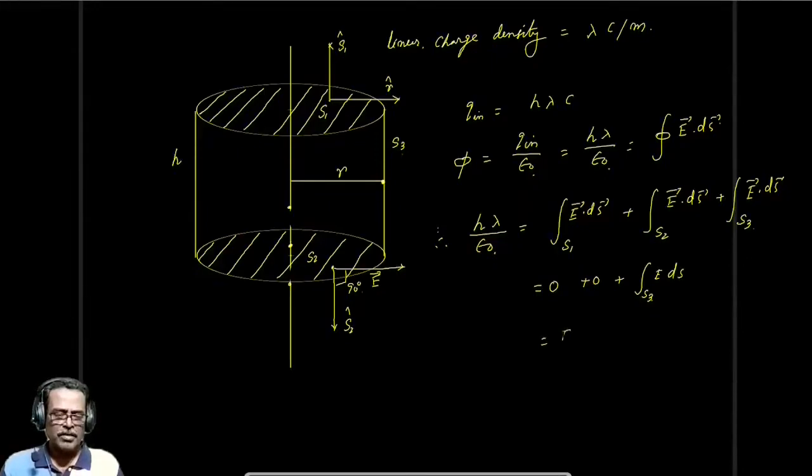So E times the curved surface area of the cylinder, which is 2 pi r into h, is equal to h into lambda divided by epsilon 0. So h is cancelled. So E is equal to lambda by 2 pi epsilon 0 into r.